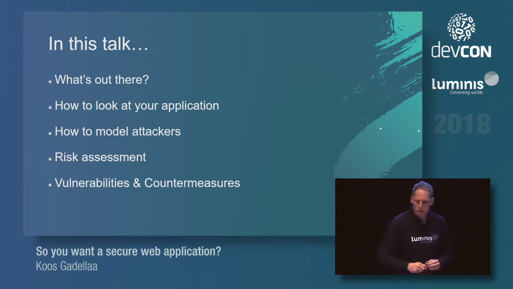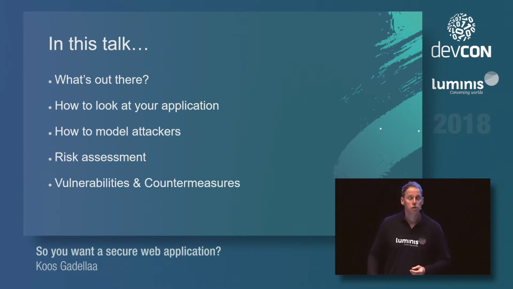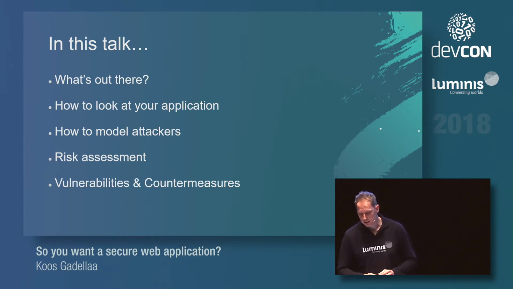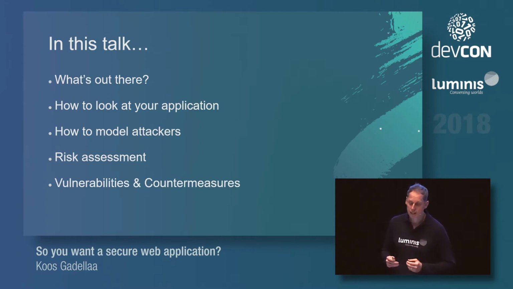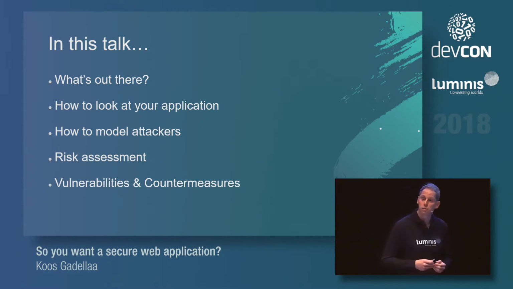The outline will be as follows. First, I'll start talking a bit about what's out there, what's been going on the last couple of years. And then I'll start talking about a bit of theory. I'll tell you how to look at your application from a security perspective, how I can do some modeling of your attackers, how I can do some risk assessment, and I'll end up with a couple of vulnerabilities and countermeasures, which I think you all should be aware of and try and implement. So here we go with the real presentation.